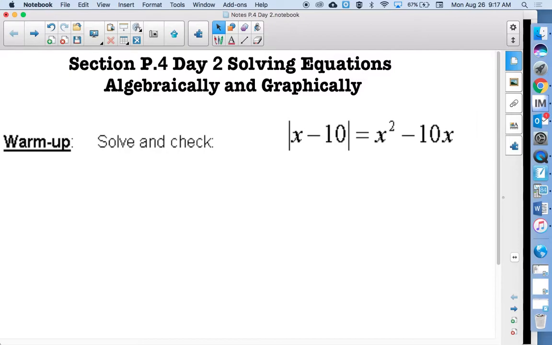So if you look at the first problem, the directions say to solve and then check, which means we want to see if there are any extraneous solutions in the problem. And we have the absolute value of x minus 10 equals x squared minus 10x. And I actually just reviewed absolute value with Honors Algebra 2 this morning. That was chapter 1 that you did absolute value, except the absolute value that you did in chapter 1 was all linear. This one's a little more interesting because it has that quadratic on the other side.